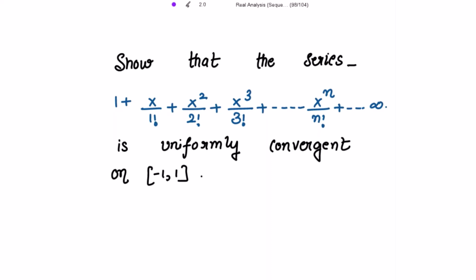The series 1 plus x divided by 1 factorial plus x squared divided by 2 factorial plus x cubed divided by 3 factorial, and so on up to x to the power n divided by n factorial, and so on up to infinity. So this is uniformly convergent. We need to show this on the closed interval -1 to 1, which means x belongs to the closed interval -1 to 1. From here we get that mod of x is less than or equal to 1, right?